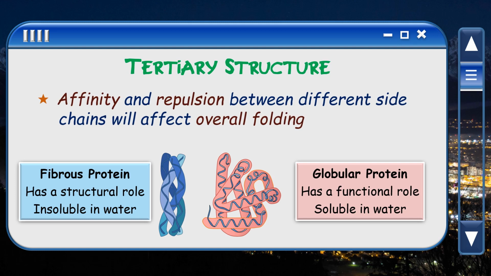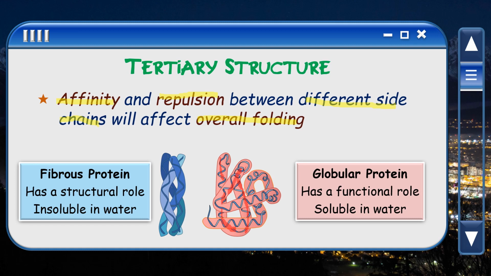In tertiary structure, affinity and repulsion between the different side chains will affect the overall folding. So when you look at this folding here in the tertiary, the way they are folding is going to depend on the affinity and repulsion between the different side chains. This is the one which is affecting the overall folding. You may find that it is folding like this and folding like this, then going upwards and then changing direction, coming this side.